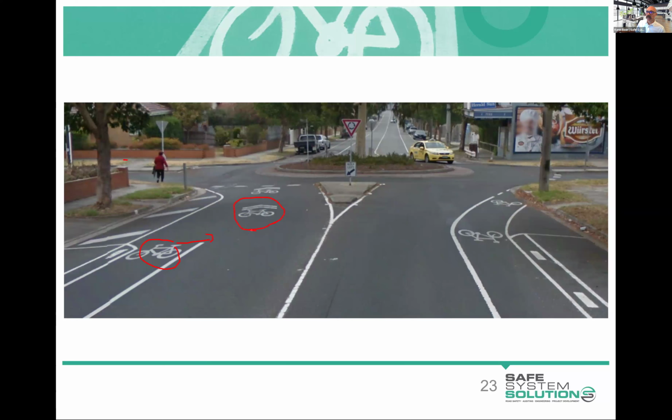Prize for somebody who can tell me what that thing is called. What's that marking called? If somebody knows that. I may have stumped everyone, or they've gone off and got a coffee. Eli's on it. It says Sharrow. Well done. Sharrow. It's a mashing together of the two words shared and arrow. It's trying to indicate a space on the road where a bike and a car could share the same spot.